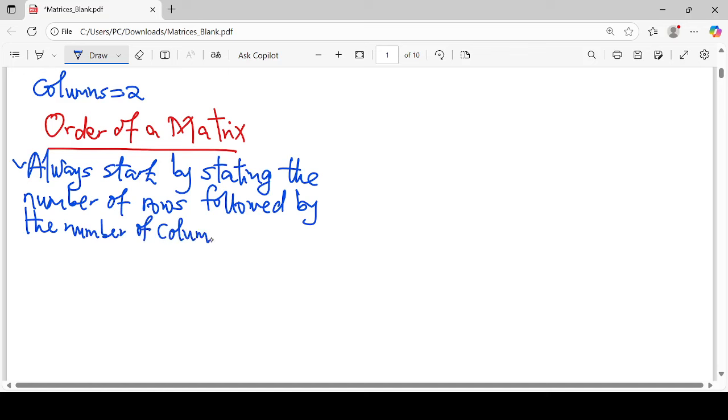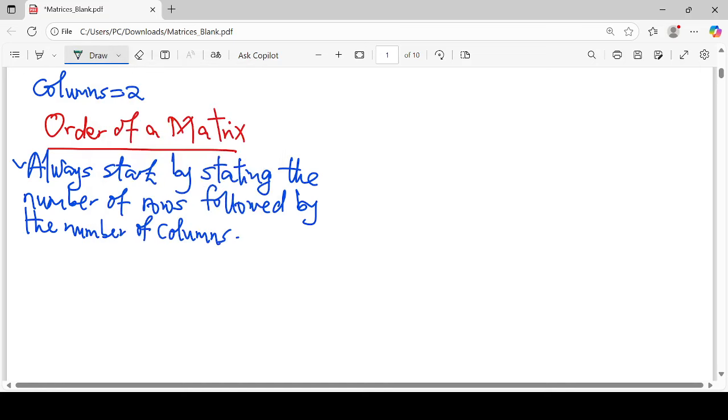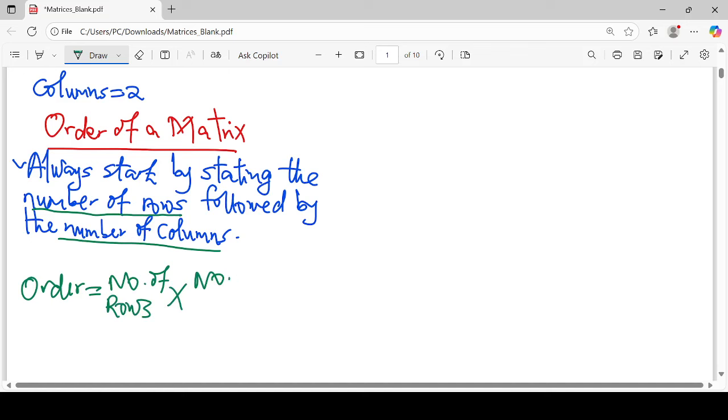Now learners, this is very important and I'm insisting on that. You must always start with the number of rows, then followed by the number of columns. Don't interchange. So when I want the order of a matrix, I'll start by giving the number of rows times the number of columns. That is how you state the order of a matrix.